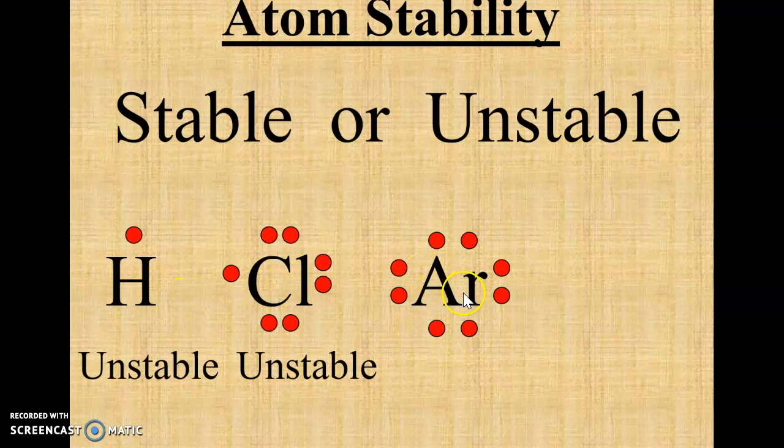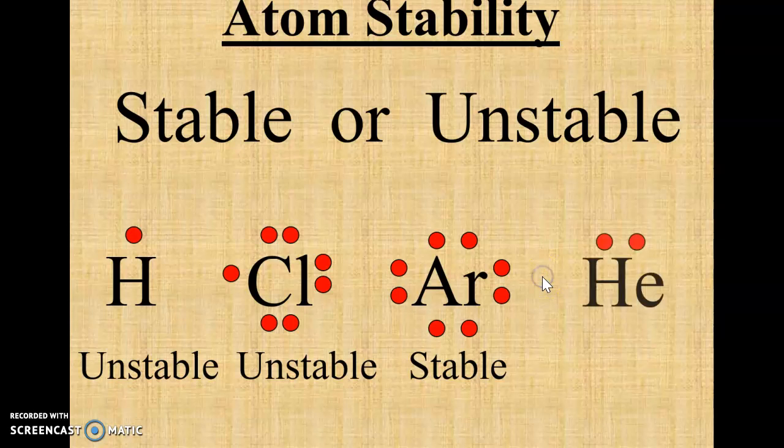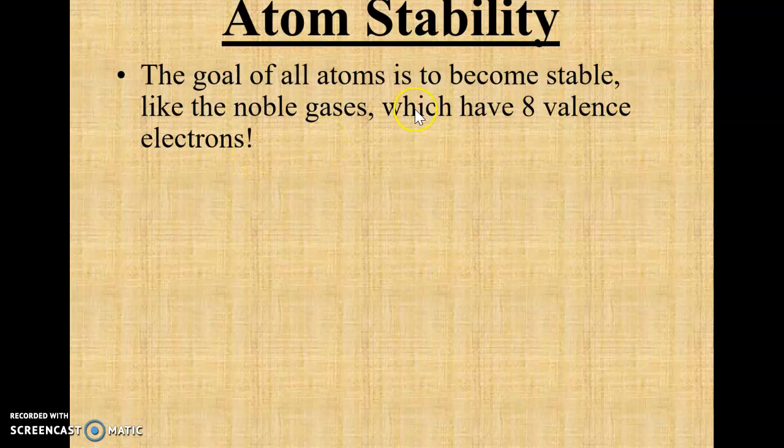So argon, which is a noble gas, that is in group 8A. It has 8 electrons. So this is a stable element right here. It's not going to react with anything else. Helium, another noble gas, it's stable because remember that first orbital shell only can have a maximum of 2 electrons. So it's going to be stable. The goal of all atoms is to become stable, just like the noble gases, which all have 8 valence electrons, except for helium, which we just looked at.